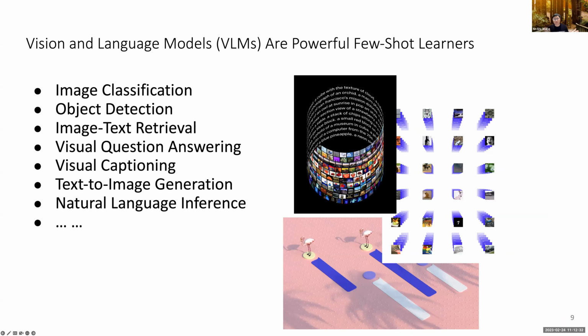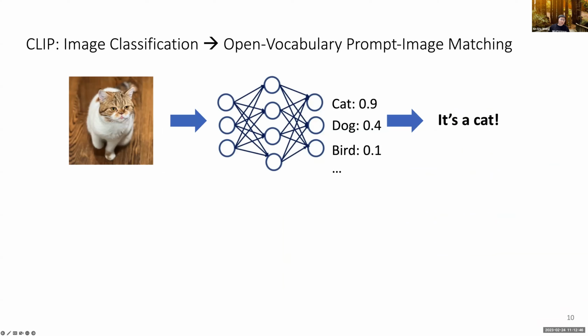You can easily adapt those pre-trained models to a bunch of vision and language tasks, as well as some pure vision or pure language tasks. For example, the CLIP model turns the traditional image classification task into an open vocabulary prompt-image matching problem. Here is an example of the traditional image classification pipeline. Given an image of a cat, we typically train a model on certain labels, like cat, dog, and bird. This model would predict a probability distribution over a fixed label space, and in this case, the probability of the label cat is the highest one. So we predict that this image is a cat image.